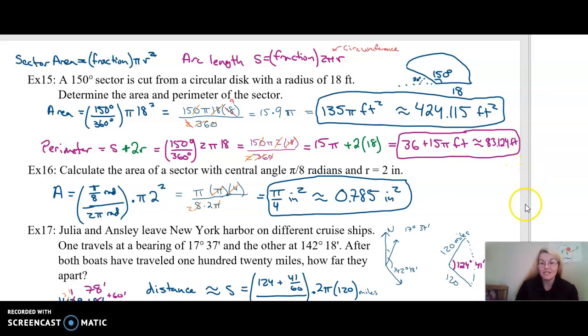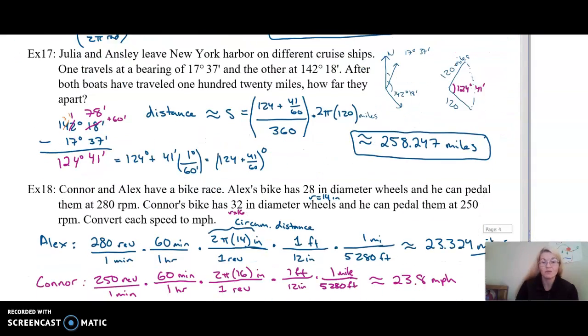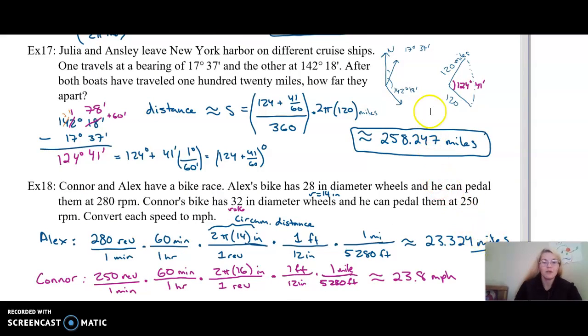For number 17, let me see, here's my mouse. Number 17, Julia and Ansley leave New York Harbor on different cruise ships. One travels bearing 17 degrees and 37 minutes, and the other 142 degrees and 18 minutes. After both boats have traveled 120 miles, I was so lazy I didn't even change the 120. How far are they apart?